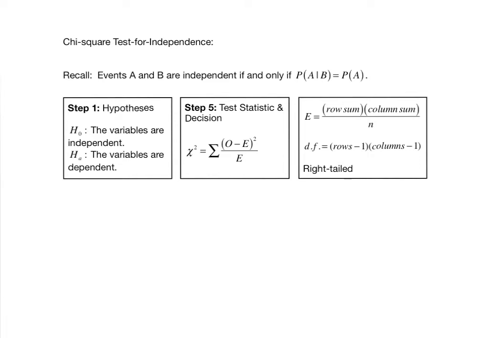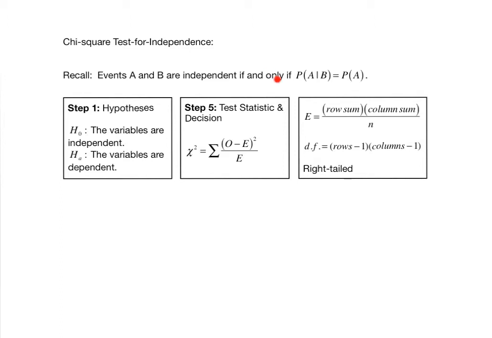Hopefully you recall that we've already talked about the independence or dependence of two specific events. Specifically, events A and B are independent if and only if the probability of A given B is equal to the probability of A occurring. Now, we are not just looking at two events, we're looking at two variables to see if they are independent or not. So instead of looking at possible values of each variable and seeing if they're related, we're seeing if the entire variables are independent or dependent of one another.